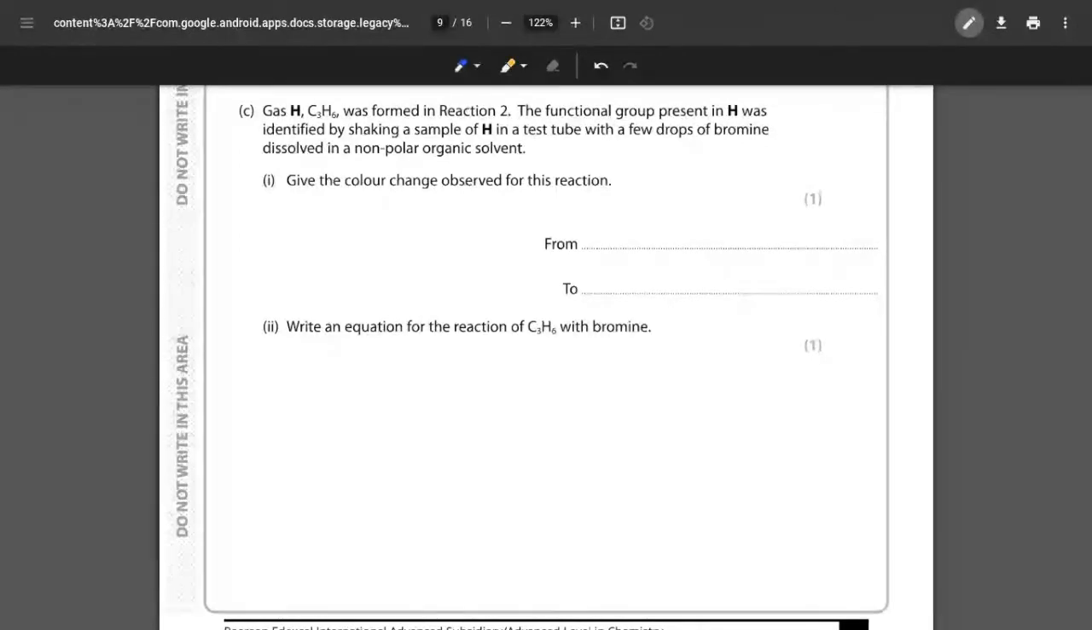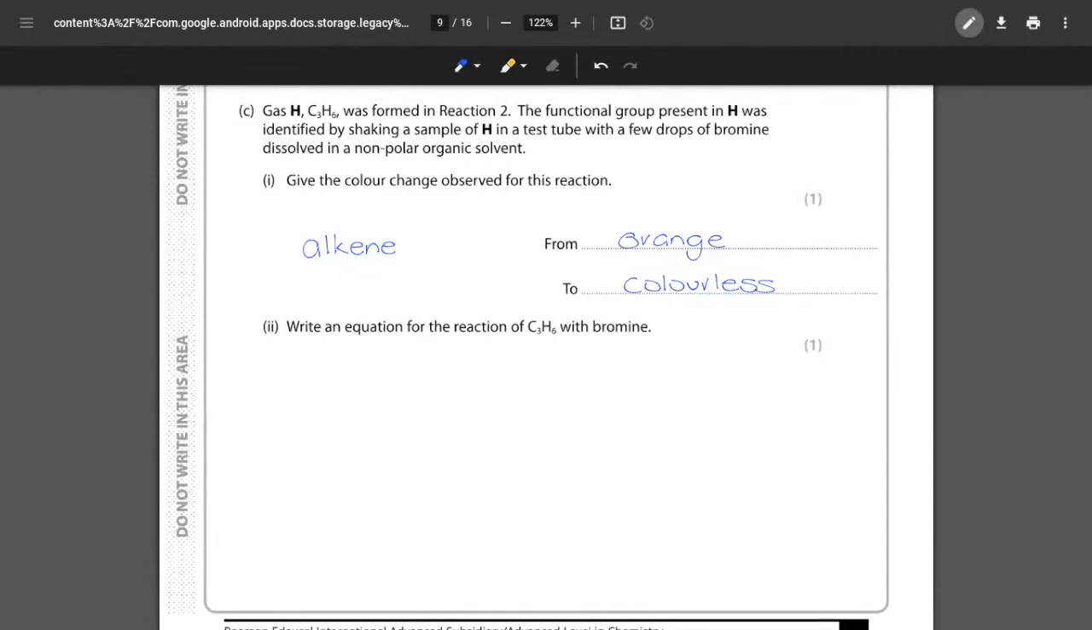And we want to look at the colour change. Well, we know that this is going to be from orange to colourless, confirming what we already know from our reaction scheme there, that this is an alkene. That's our test for unsaturation.